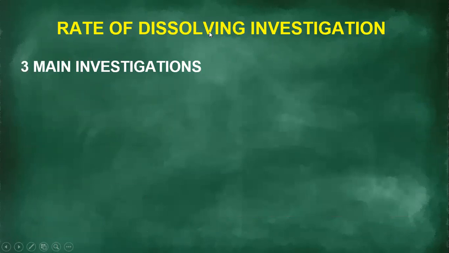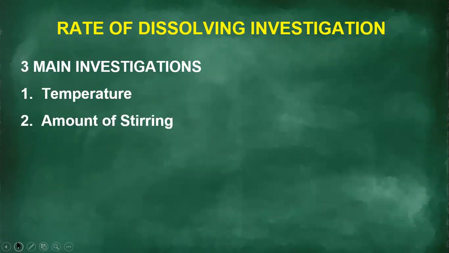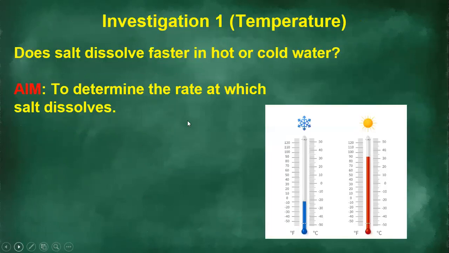So now the rate of dissolving, we're going to do 3 investigations. We're going to investigate how temperature affects the rate of dissolving. We'll do an investigation on how the amount of stirring, how fast you stir something, affects the rate of dissolving. And then the last experiment is how the size of the grains affects the rate of dissolving.